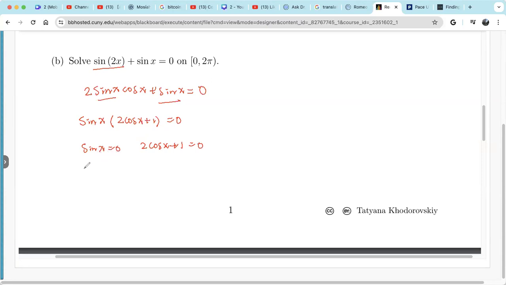So sine x equals 0, that means x equals 0, because sine 0 is 0, and sine pi is 0, right? So we have 2 solutions, because we're looking for the solutions from 0 to 2 pi, but not including 2 pi. Then for this one, we got 2 cosine x equals -1.